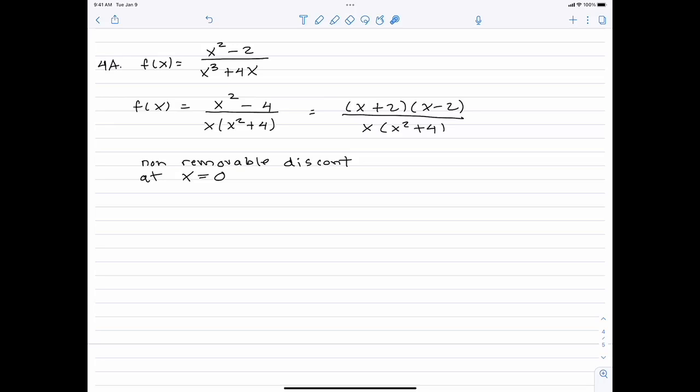Let's go to B. Let's go to 4B. What do we got with 4B? Same question. Let me just make sure I answered the first question. It says determine where the functions below are not continuous. So non-removable at x equals 0. Okay, I answered it. Just making sure. Don't want to not answer it. So let's do this one.